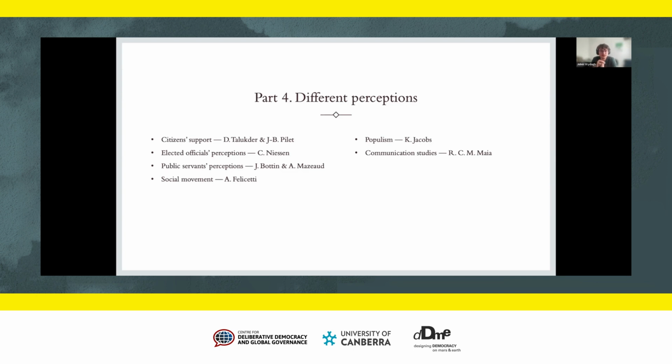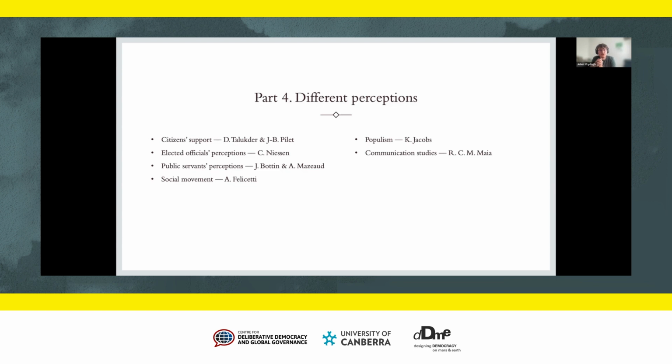So first, David Talukder and Jean-Benoît Pilet discuss the extent to which citizens in general support the idea of citizens' assemblies. And so they relied on surveys made in 15 European countries to see to which extent citizens like the idea of citizens' assemblies, if they do, with which degree of empowerment. And then we have another chapter with Christophe Niessen about how elected officials perceive citizens' assemblies and which factors can explain the negative or positive perceptions.